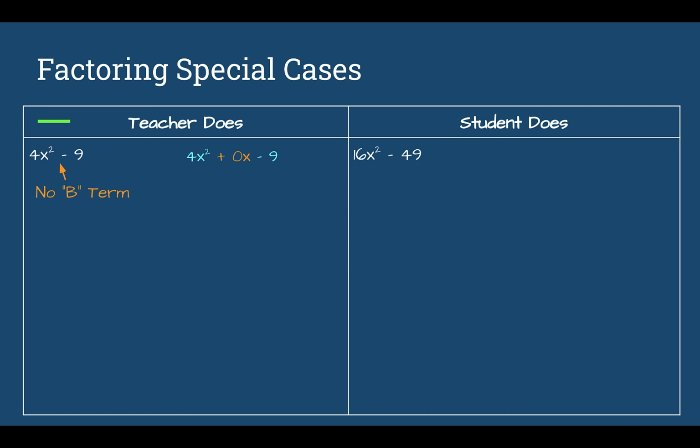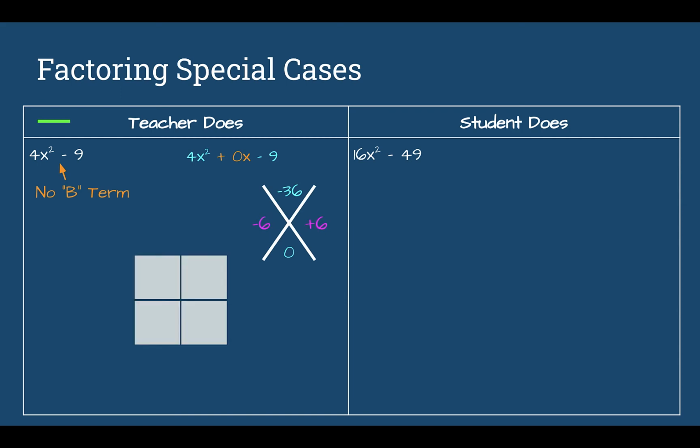Then, thinking back to last lesson, when we had the complex trinomials, in order to figure out our values, we needed to multiply a and c. So 4 times negative 9 is negative 36. So when we're figuring out our values, they need to multiply to negative 36, but add to 0. Just like before, they are going to be the same number, but opposite signs. So here it would be negative 6 and positive 6.